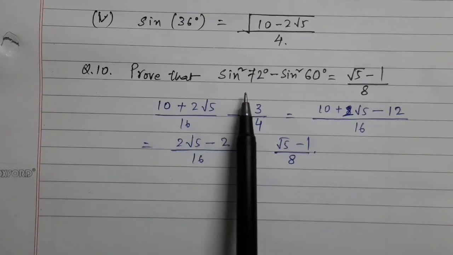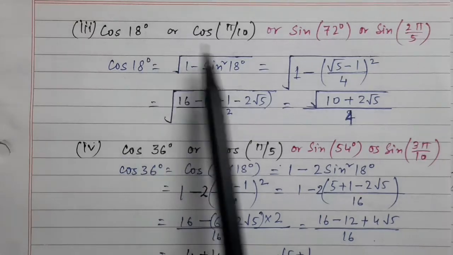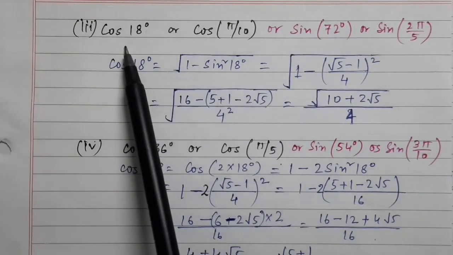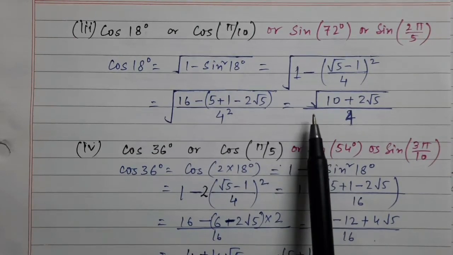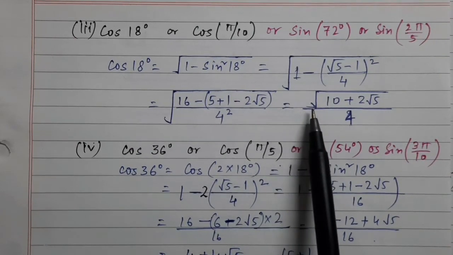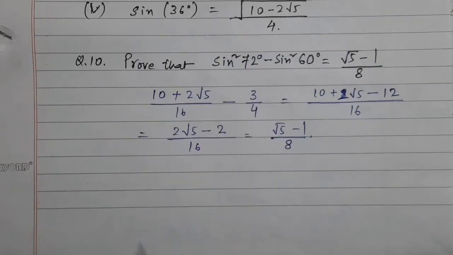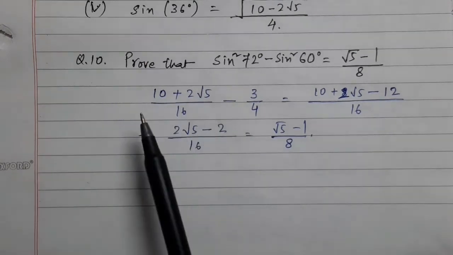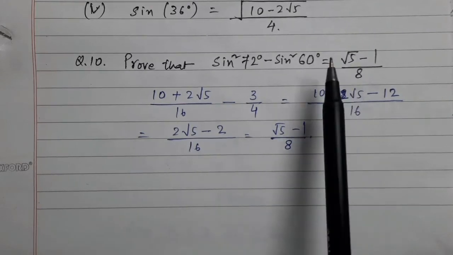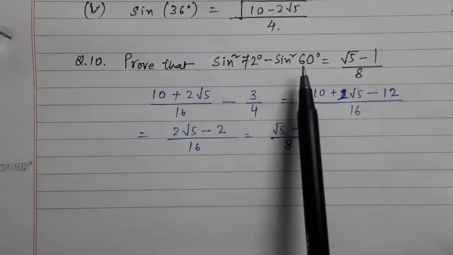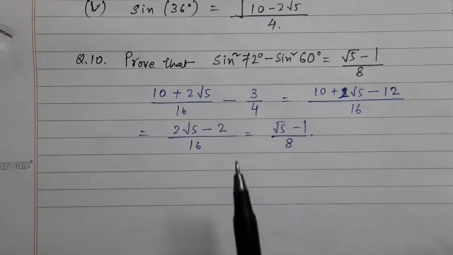Now we know that sin 72 degree means cos 18 degree. Now we can directly use the formula value. So cos 18 degree or sin 72 degree is equal to root over 10 plus 2 root 5 by 4. Now since there is a square, it will be 10 plus 2 root 5 by 16, minus, we know the value of sin 60 degree equals root 3 by 2, hence it is a square of that, so it will be 3 by 4.